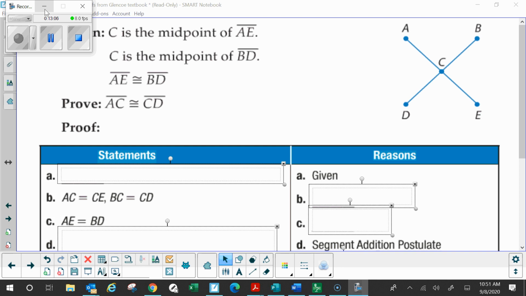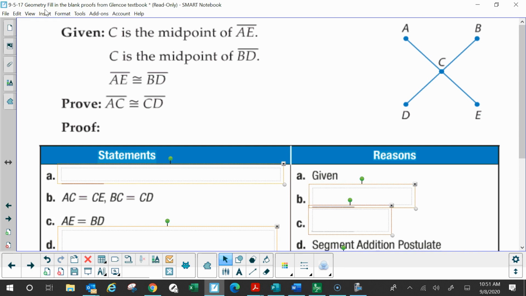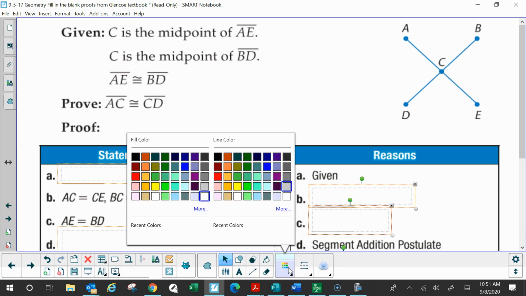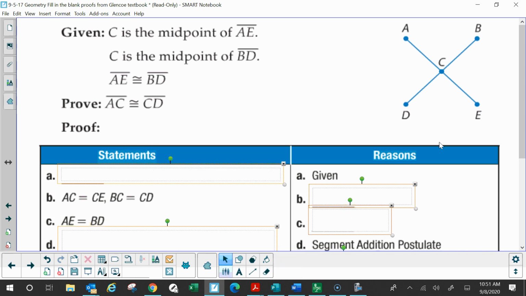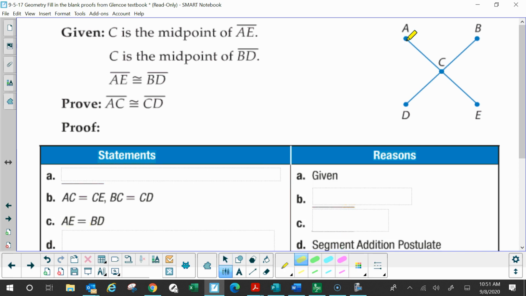Okay, next proof. You're given that C is the midpoint of AE. So if we have AE, let's highlight that. C is the midpoint here. And then C is also the midpoint of DB, or BD. So C is the midpoint of both of those segments.